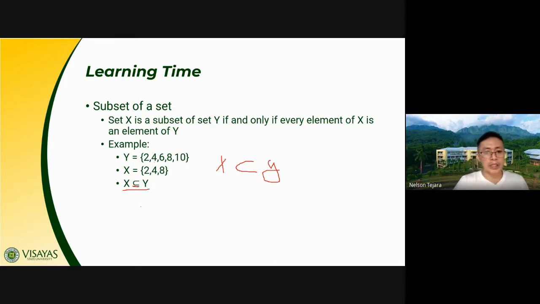So when can we say that a set is a subset of another set? We can say that a set is a subset of another set if and only if all the elements of a set can be found in the other set. For example, set X contains elements 2, 4, and 8. And if you check the elements of set Y, it also contains elements 2, 4, and 8. Since all elements of set X can be found in set Y, then we could say that X is a subset of Y.